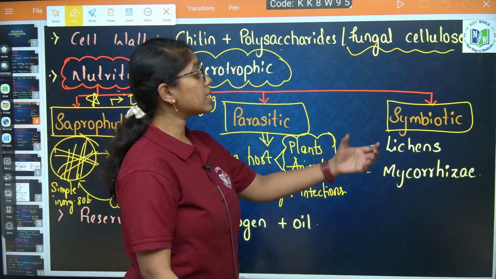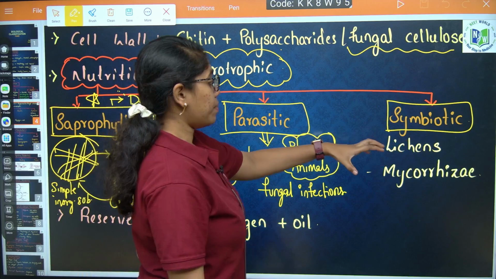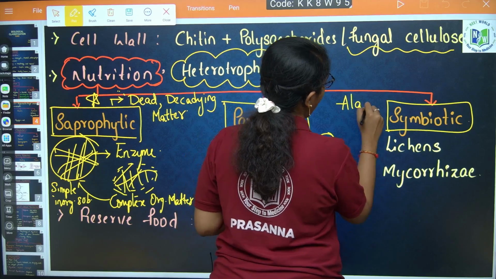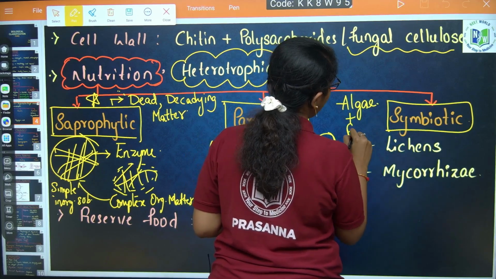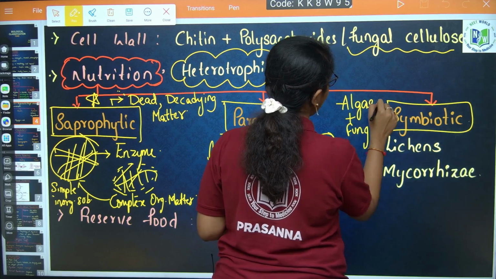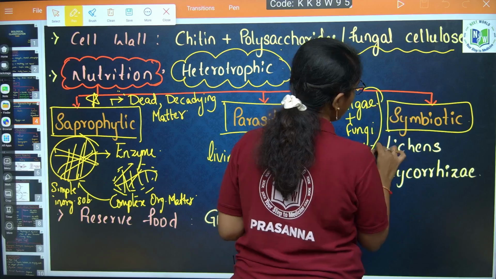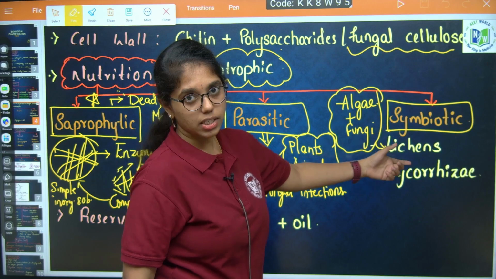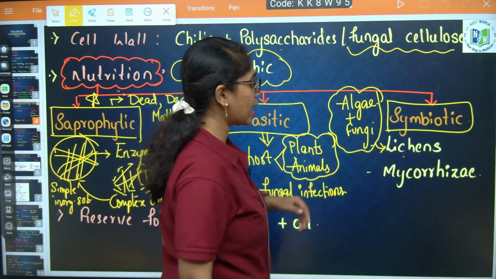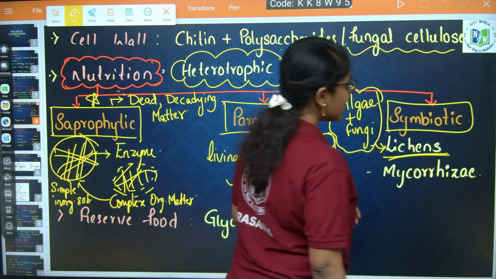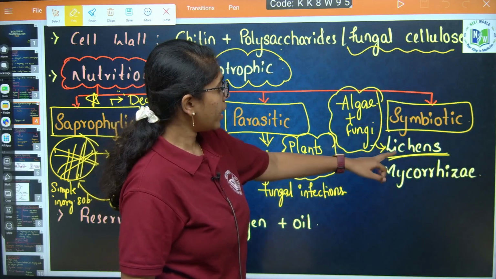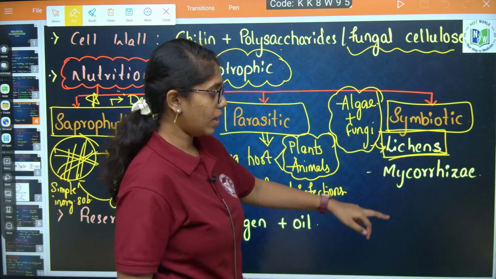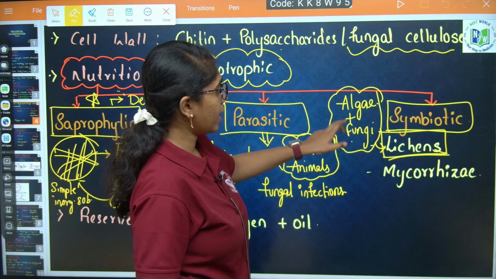Symbiotic mode of nutrition happens when they are associated with algae. Algae associated with fungi is called lichen. Lichens are pioneers in the succession, plant succession. And lichens are good indicators of pollution as well. Lichens are a symbiotic association of fungi and algae.